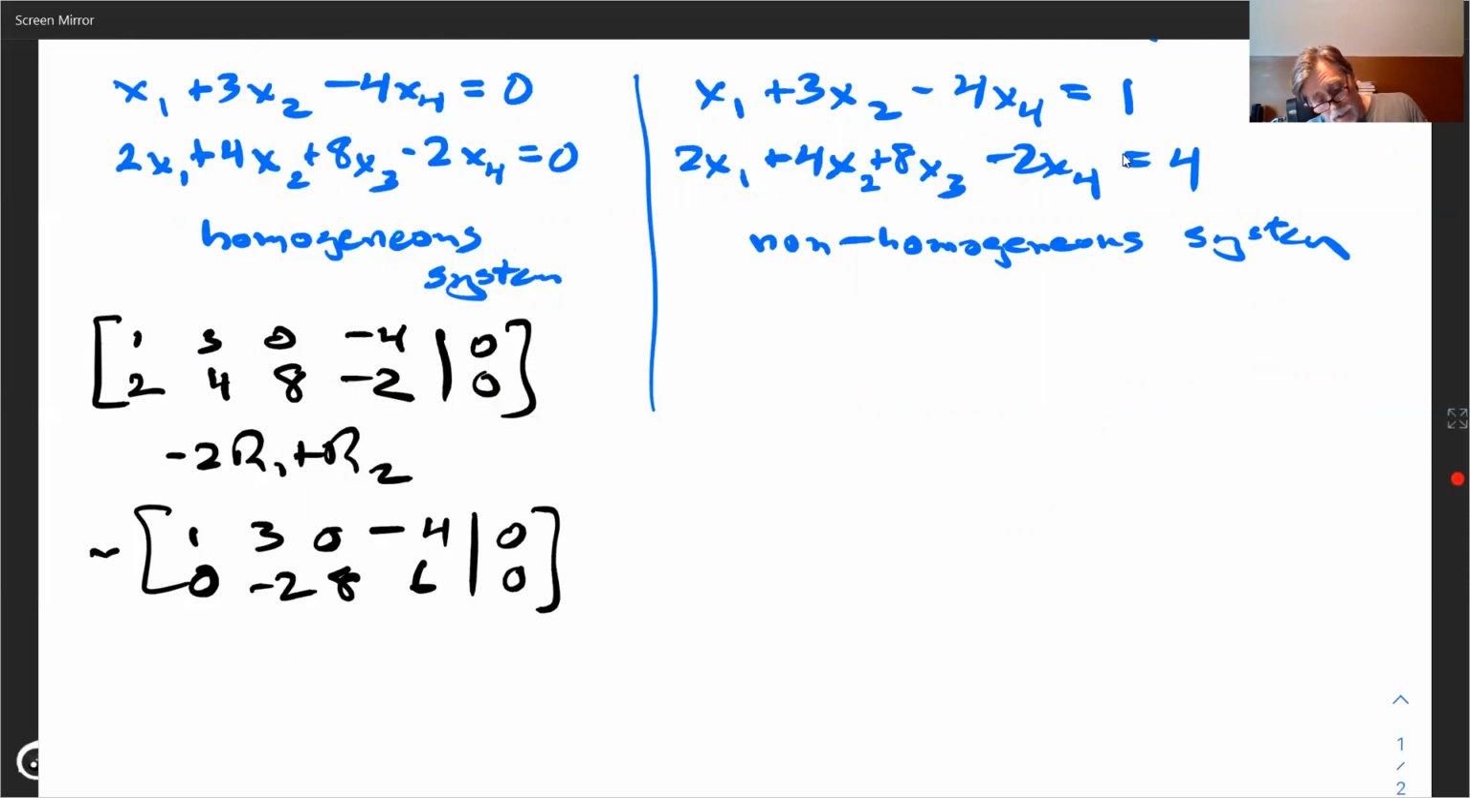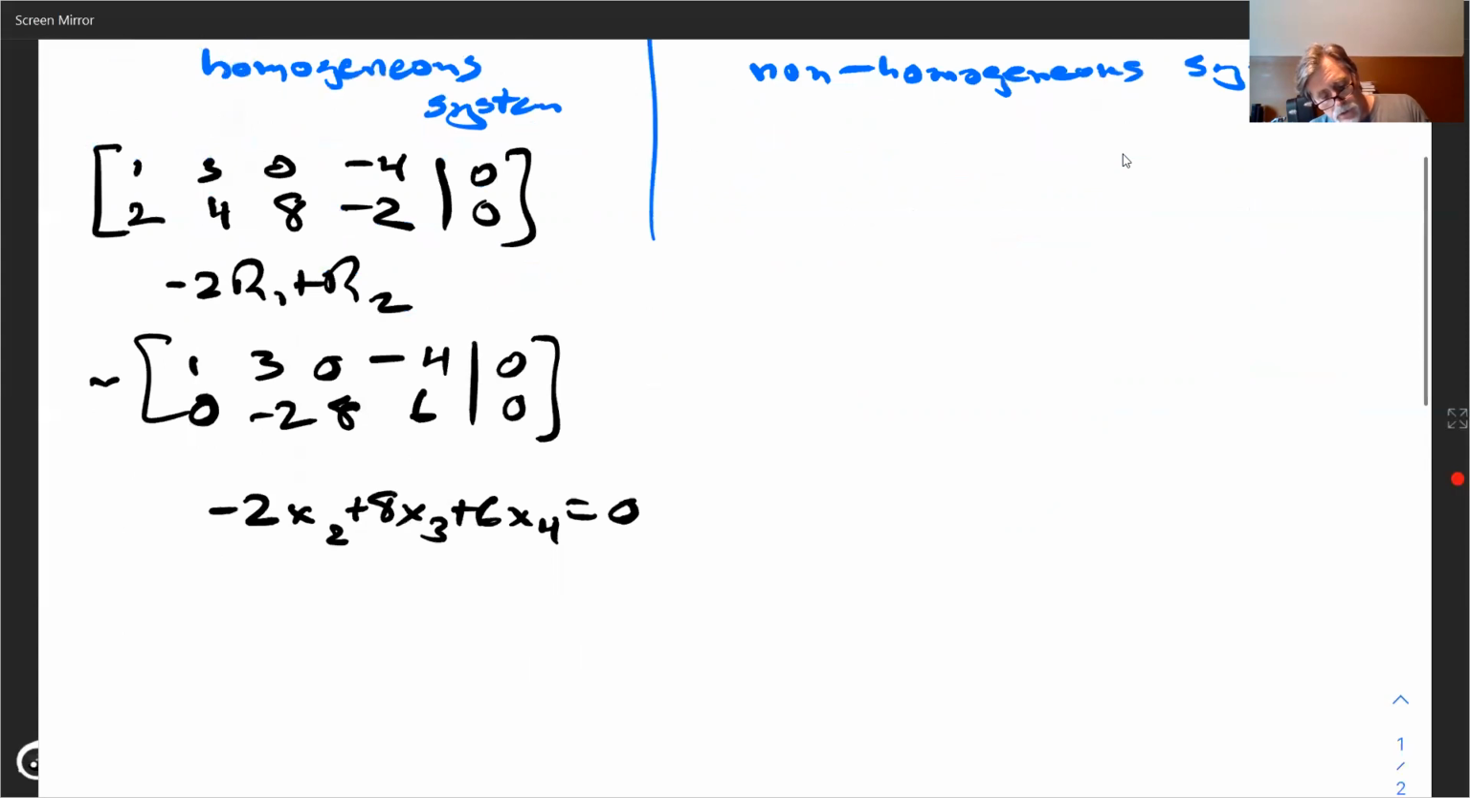The bottom row says -2x2, plus 8x3 plus 6x4 is 0. So all told, you can say that x2, when you divide over there, is going to be 4x3 plus 3x4. Okay, cool. Now let's back up.